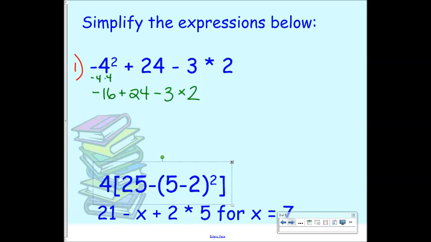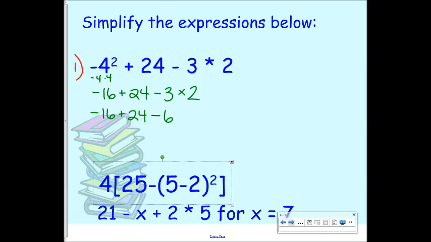Okay, so what's going to happen next? 3 times 2. Because we don't have any parentheses, we're done with our exponents. So now we move on to multiplication and division. What's 3 times 2? So it's going to be negative 16 plus 24 and then minus 6. So now all I have left is what? Addition and subtraction. So now I just go left to right. So first, I've got negative 16 plus 24.